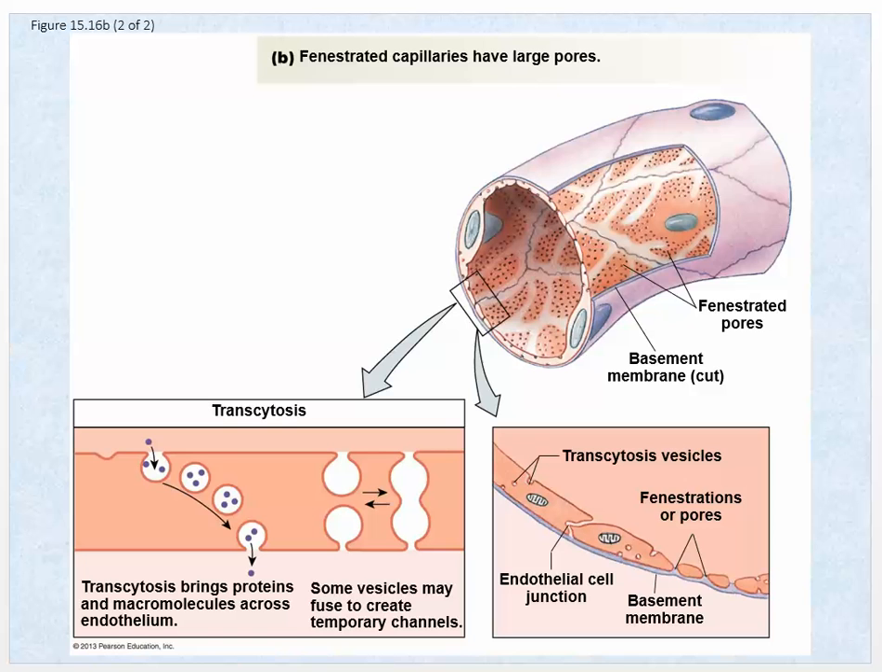So let's look at the structure of these capillaries, because I remember saying that they have pores. They're not very tightly held together. These are made to carry blood, but they're also made to be permeable. Water can go in, water can go out, water can go into these capillaries.